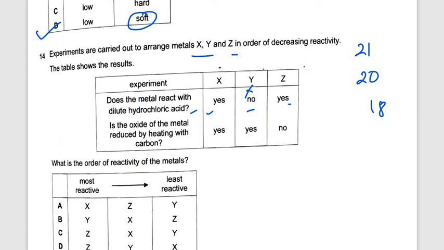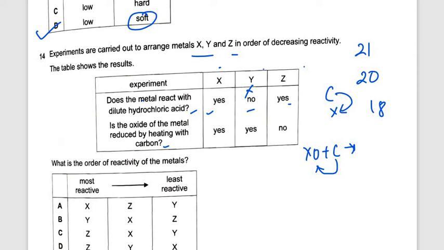The oxide of metal is reduced by heating with carbon. So when you heat with carbon, suppose this is XO, you are heating with carbon and it is going to reduce to X. If it is yes, it means it is less reactive than the carbon. So carbon can kick it out. It means carbon is here, right, and X is here. That's why it can reduce.